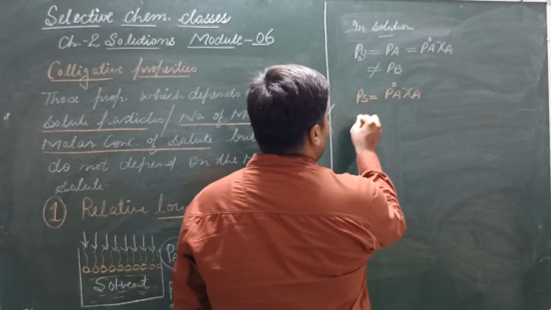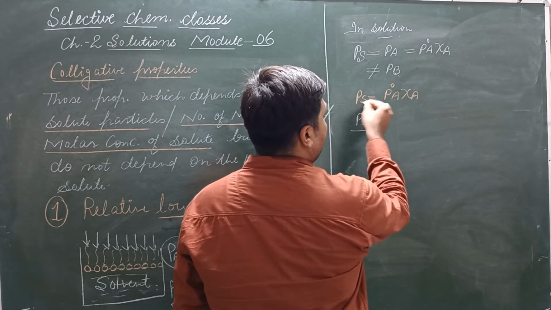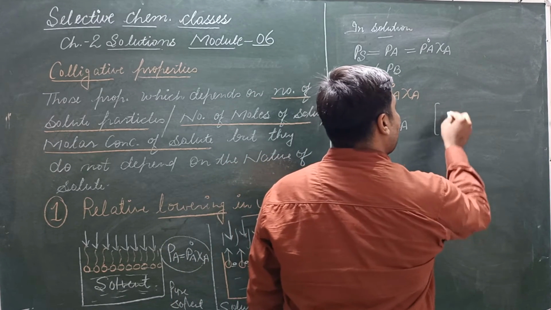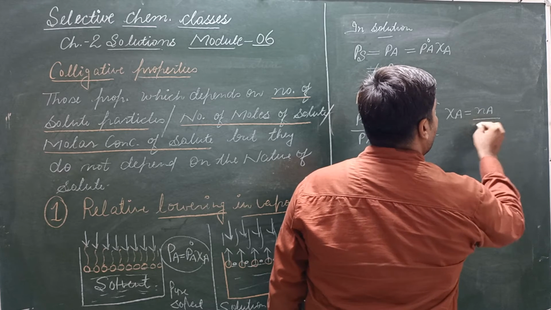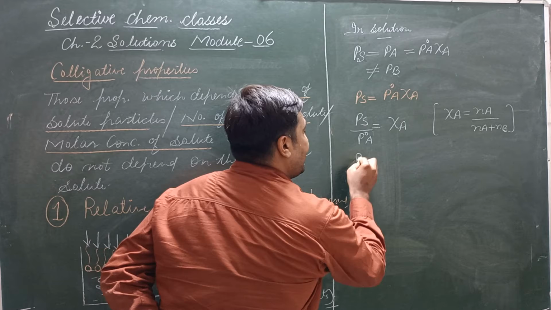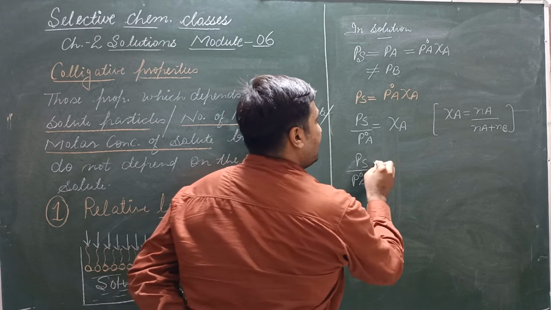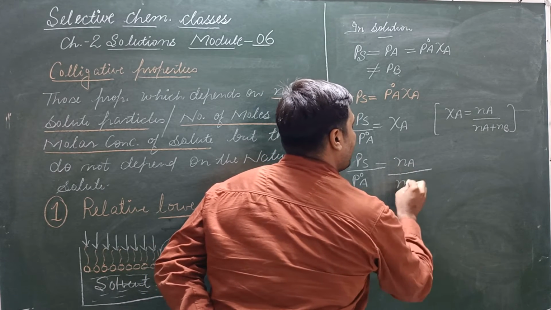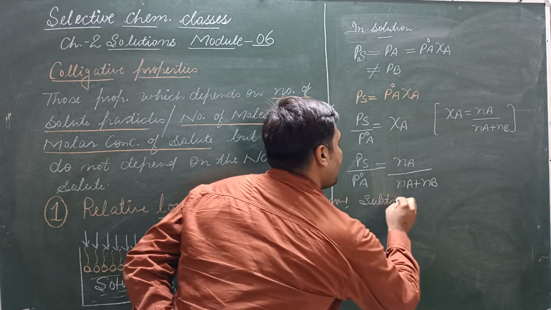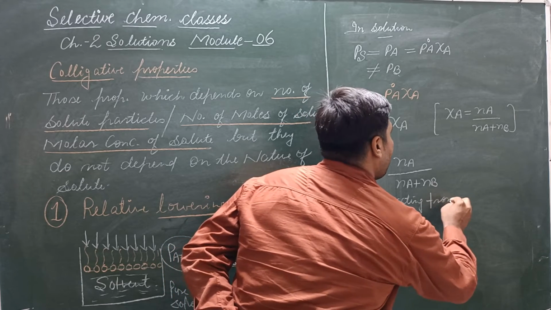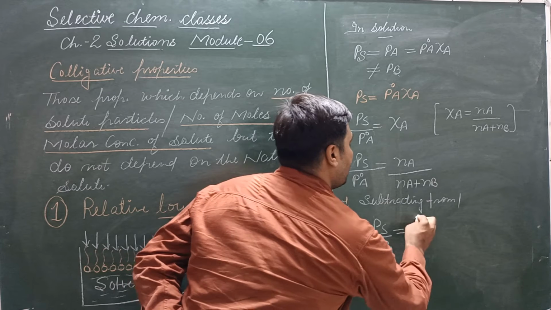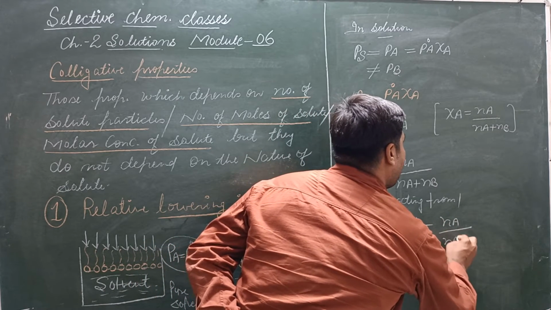And if we want to solve it, PS divided by P naught A will be equal to this term chi A. As chi A is the mole fraction, it will be equal to number of moles of A by number of moles of A plus number of moles of B. So putting the value of chi A here, we get PS by P naught A equal to number of moles of A by number of moles of A plus number of moles of B. Subtracting from 1, 1 minus PS by P naught A will be equal to 1 minus NA by NA plus NB.